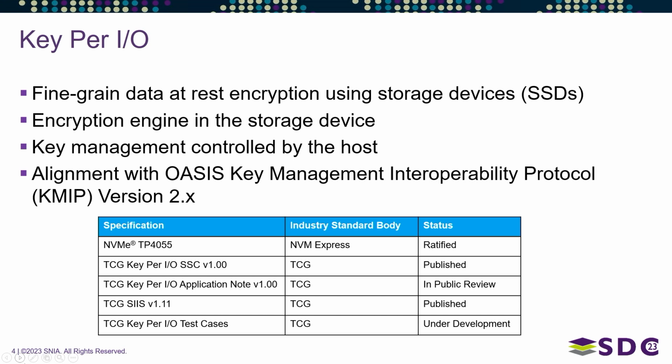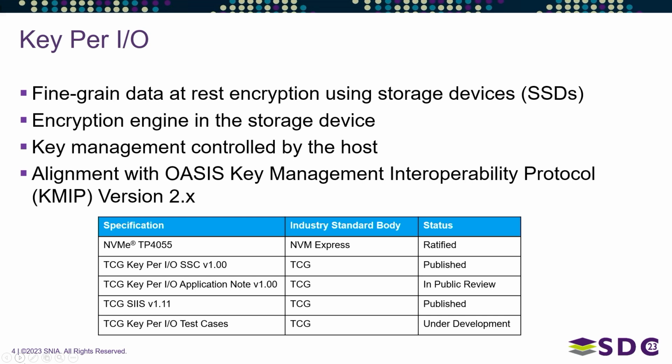On the Trusted Computing Group side, probably the core document is the SSC. This is where all of the details are provided in using KeeperIO. The sys document is essentially how to map the generic KeeperIO SSC into NVMe, for example. So what are the connection points there?